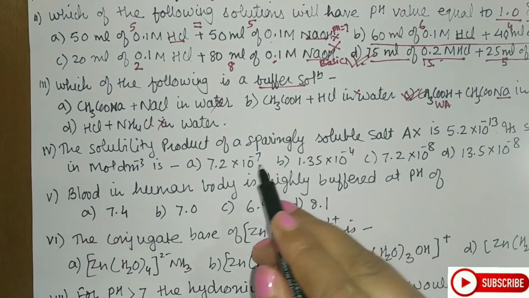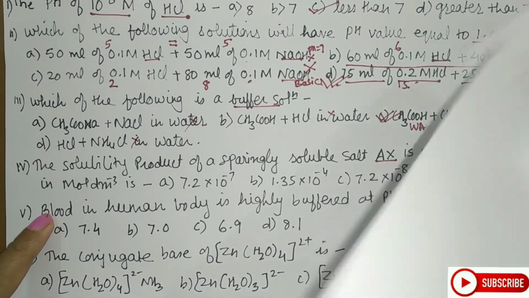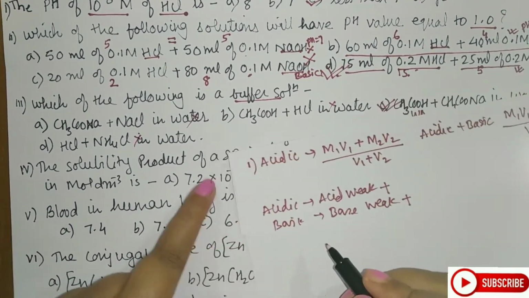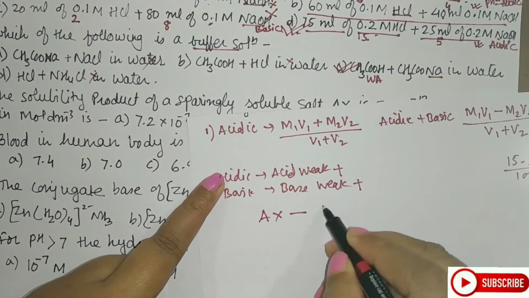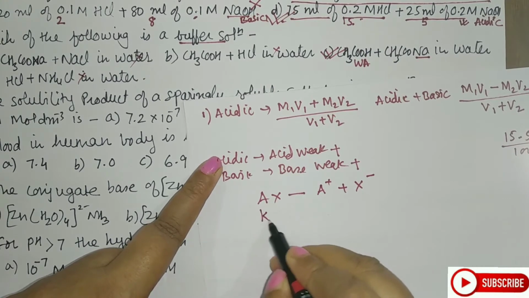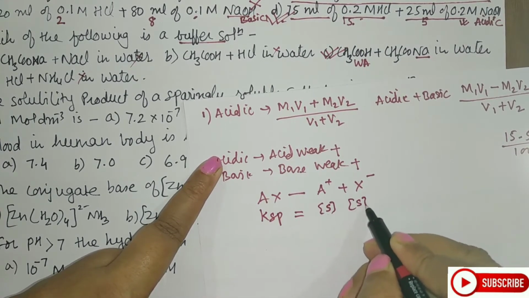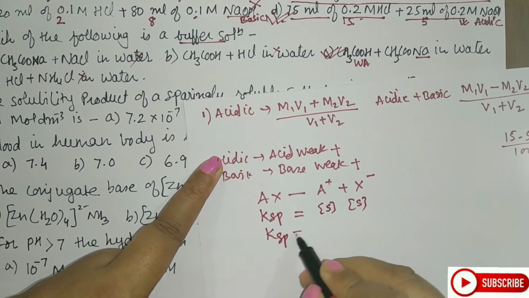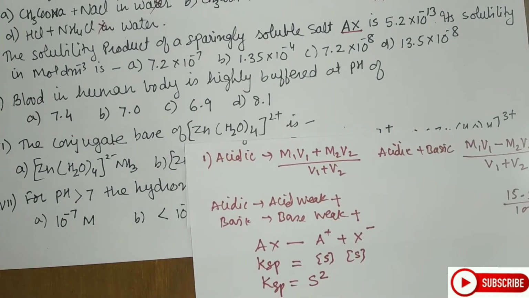The solubility product of a sparingly soluble salt AX is given. Let us write the solubility reaction here. They have given AX. How will it split, student? It will give me A plus and X minus. Below this you have to write Ksp is equal to, this will become S and S. So the relation here is S square. Ksp is equal to S square.